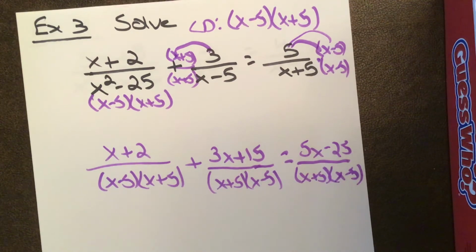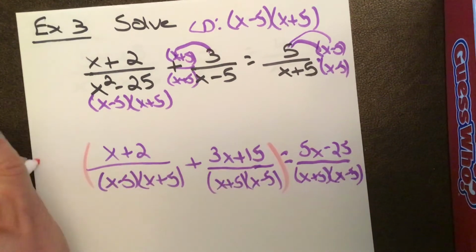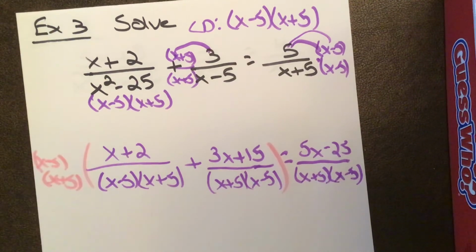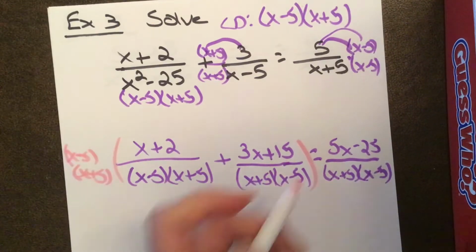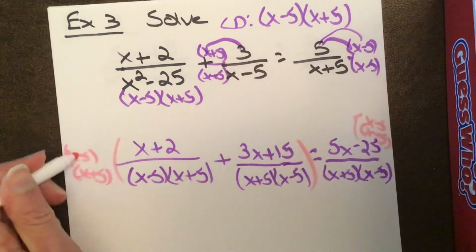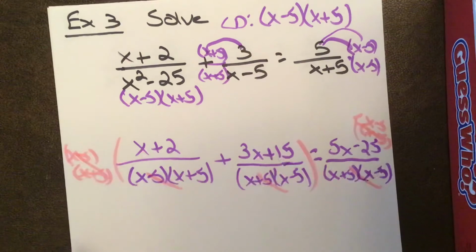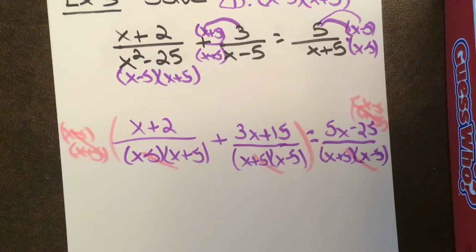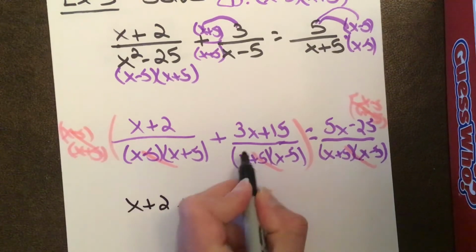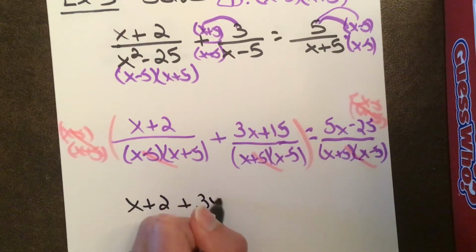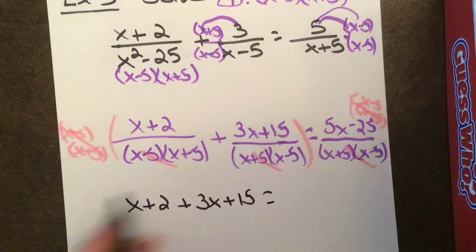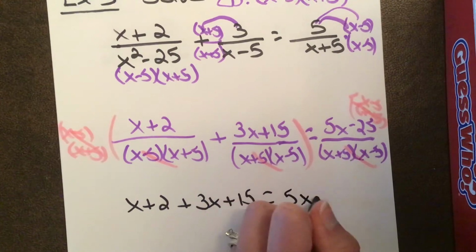So remember, now I do the magic. I multiply both sides by my denominator. So in this case, I'm going to multiply both sides by (x − 5)(x + 5). Okay, so I'm going to do that here and here. It's going to wind up canceling all my denominators. Okay, and now I'm just left with my numerators, so I'm going to go ahead and write those out. I have x + 2 + 3x + 15, and then it equals 5x − 25.